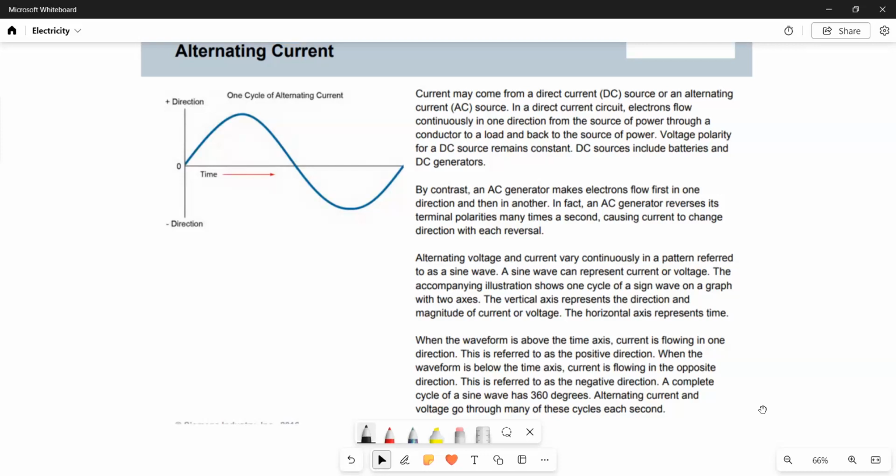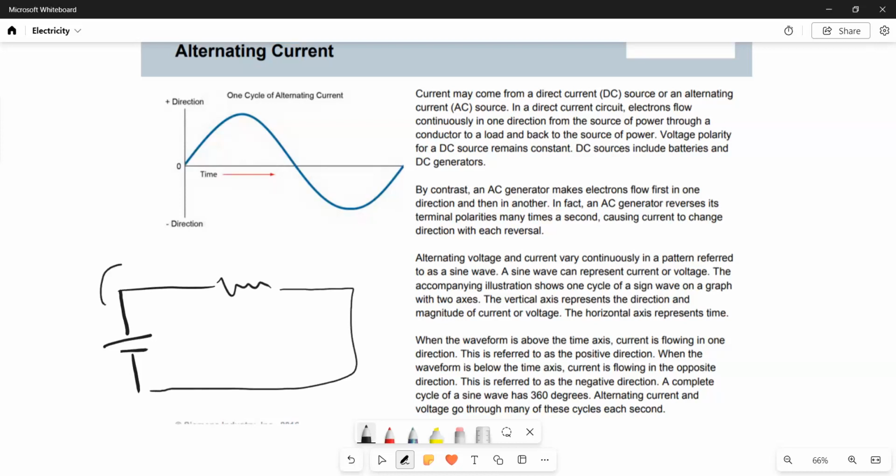When you have a direct current circuit, you have a battery, and there's a resistance there. So the current flows like that, in one direction. But with an AC generator, it changes polarity. Plus, minus, then it switches around: minus, plus. And it does this as often as, in our system that we have, 60 times.